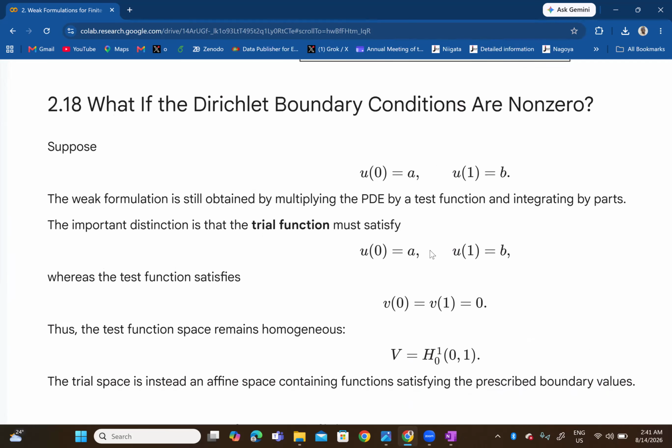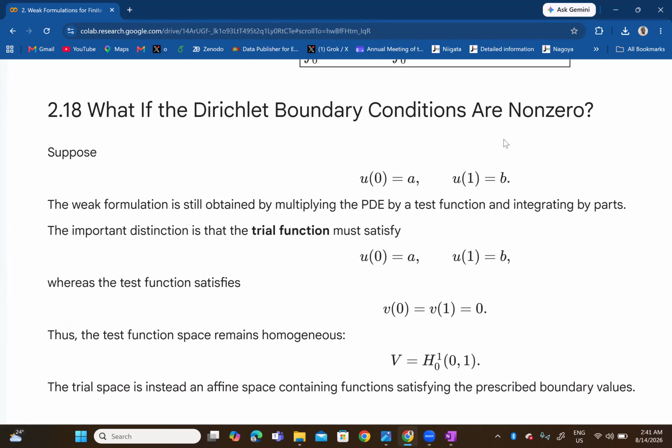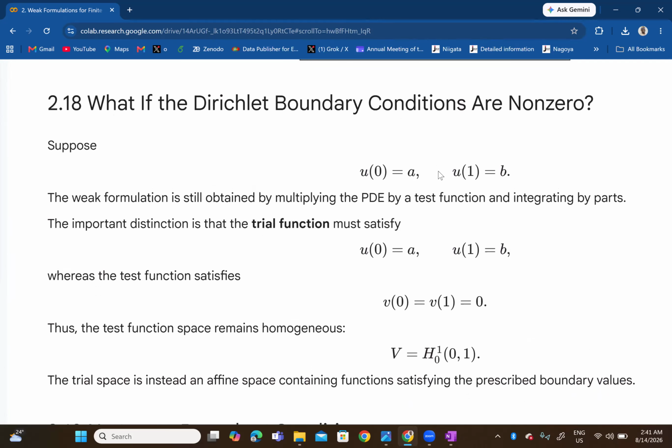So now the question is, what about the Dirichlet boundary conditions? What if the Dirichlet boundary conditions are non-zero? We've had 0 so far. Before we had u of 0 equals u of 1 equals 0. But now, what if u of 0 is a and u of 1 is b?